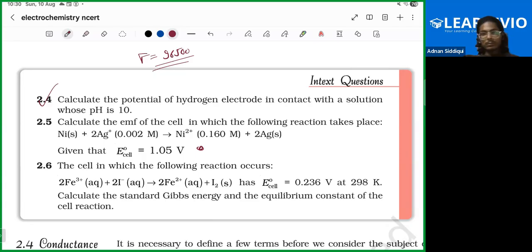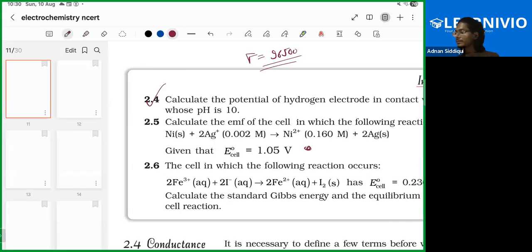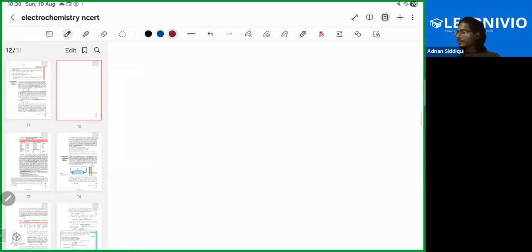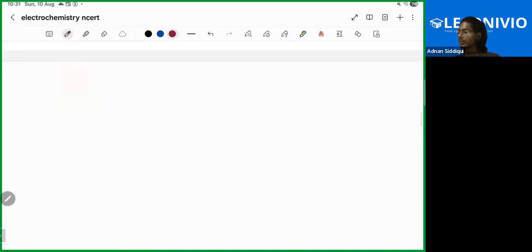Sir, I got 4.7 into 10 to the power 12. Hmm. I think you have made some mistake. Let me see. See, what you have to do is use the simplest formula for your Nernst equation, which is minus 0.0591 divided by n log Q, right?